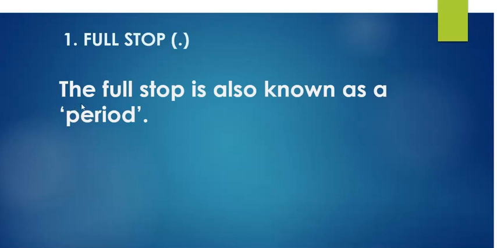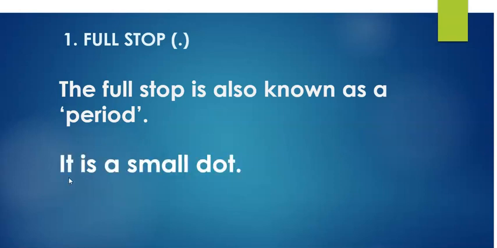We are going to be looking at a full stop. The full stop is also known as a period. In other words, when we say period, we are also saying full stop. So it's just one same thing that has two different names. A full stop is a small dot. So this is exactly what a full stop is.